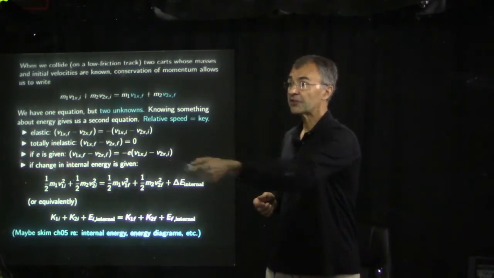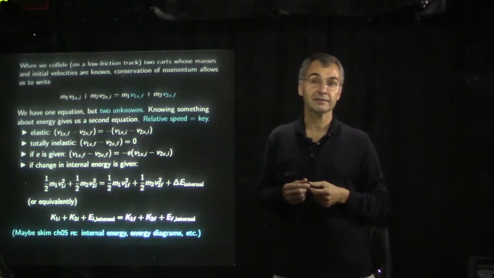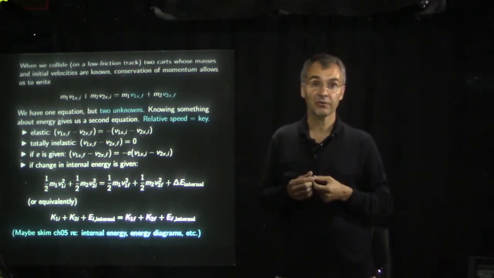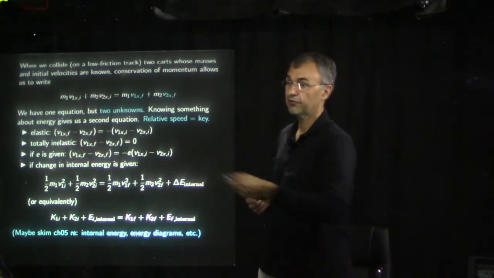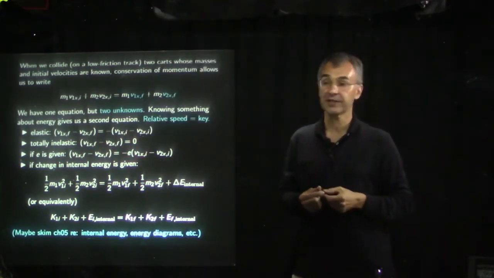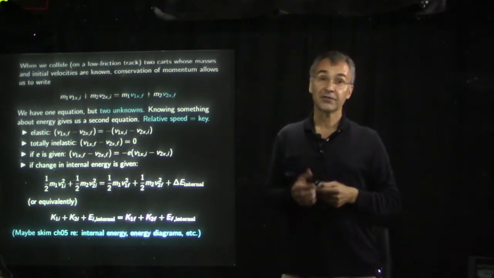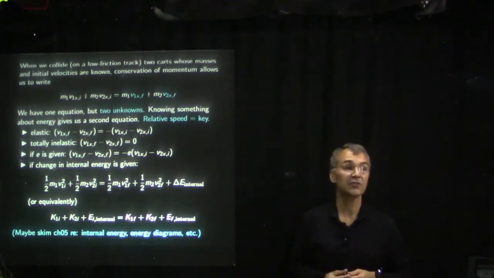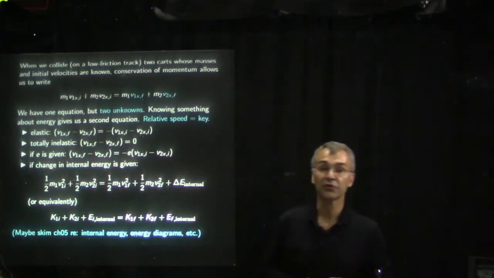If the restitution coefficient is given to you, somebody might concoct a problem where the restitution coefficient is specified. Then you say, okay, v1x final minus v2x final is just minus the restitution coefficient times (v1x initial minus v2x initial). Okay, so that might happen once in a while. There's another tricky case. You could say, well, what if a change in internal energy is given?